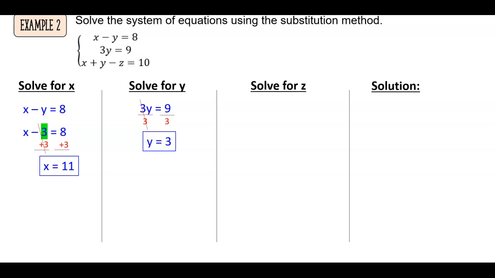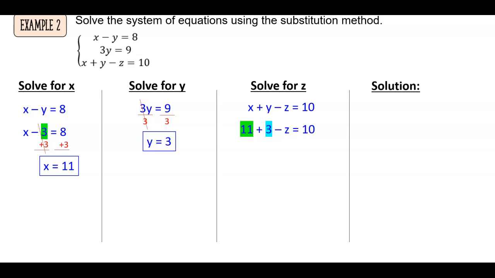Now I use that to get the medium one. Once I have x and y, I can plug it into the other third equation where I see x and y. So go ahead and write under solve for z, the third equation, which is x plus y minus z equals 10. Okay. And replace x with 11, replace y with 3. Then you can solve it from there. So what would I do first to simplify this?